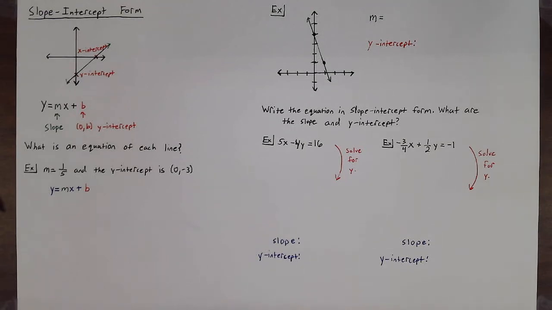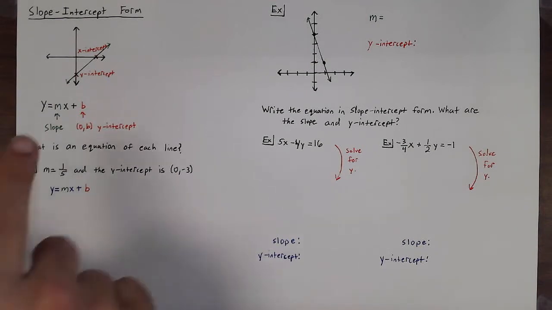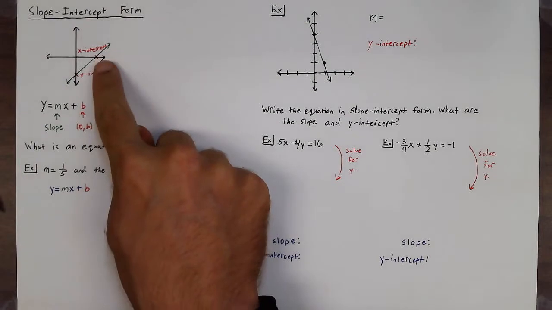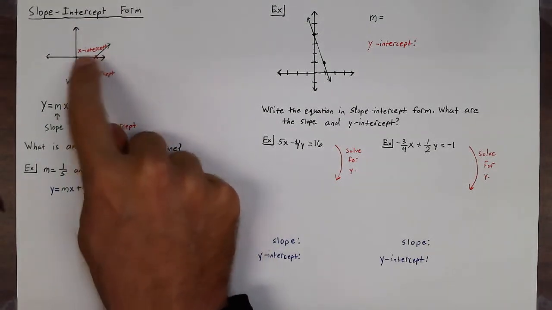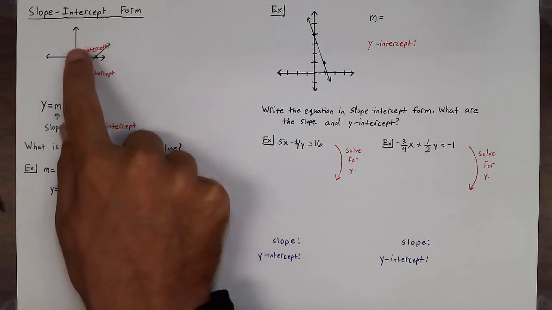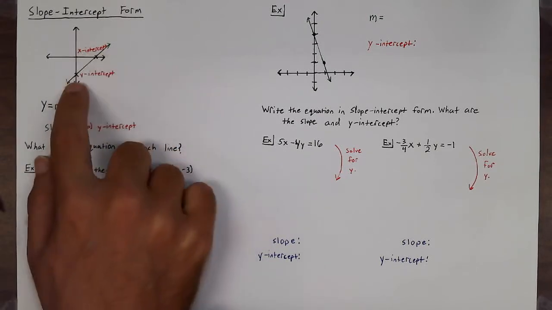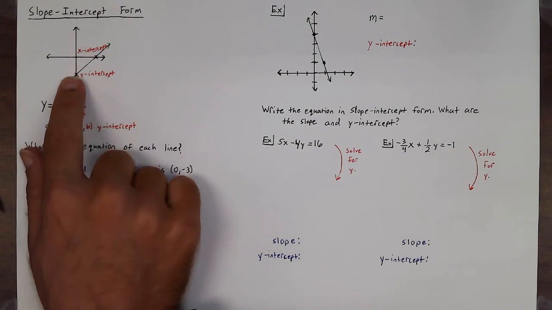In this video, we are going to learn about slope-intercept form. Now, to understand slope-intercept form, we first need to understand what an intercept is. And they come in two forms, an x-intercept and a y-intercept. An x-intercept is when it crosses the x-axis, and the y-intercept is when it crosses the y-axis.